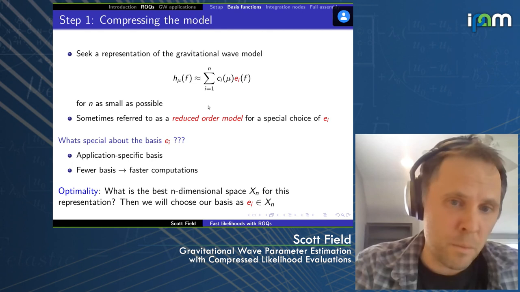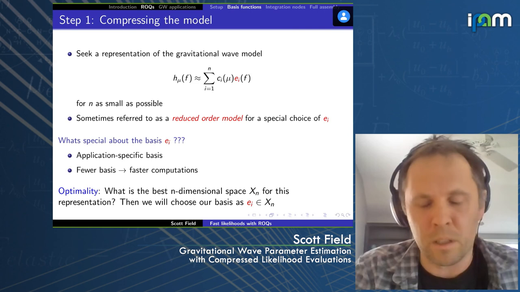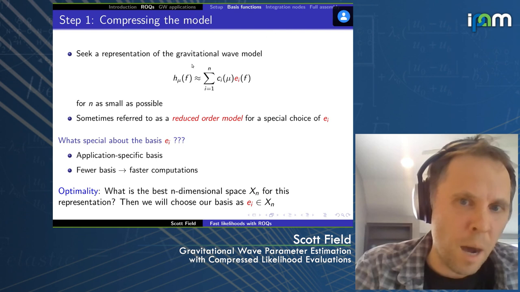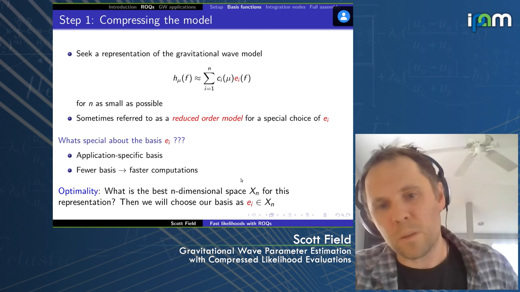What's special about these bases is that they're very much tailored to the model, so they're often called application specific bases. They're not, for example, sines or cosines or polynomials or any of the classical basis functions or wavelets that you may run into. We're looking for the optimal compression. So what is the best approximation space, which is to say we want this lowercase n here to be as small as possible. Once we find this approximation space, we'll choose our basis to span this space, and then we'll go on to step two.